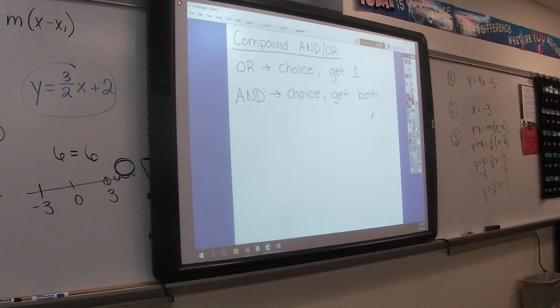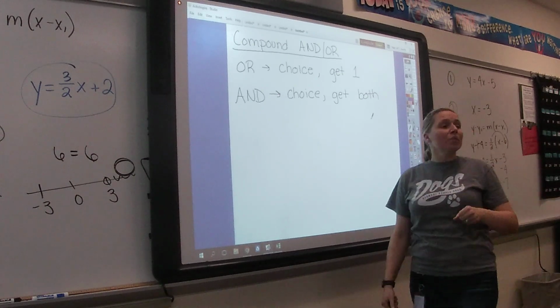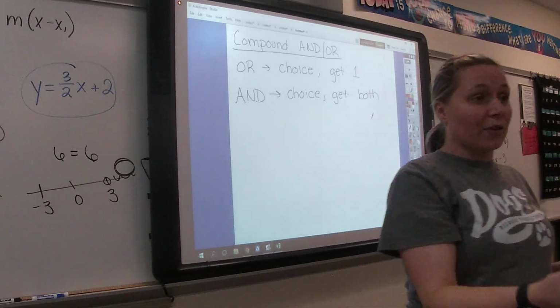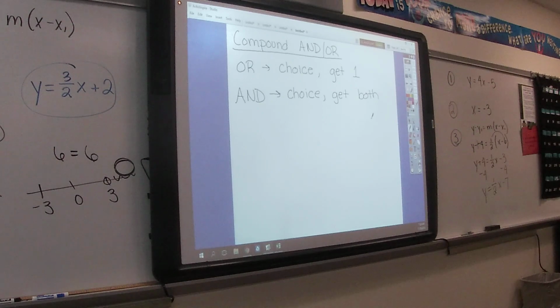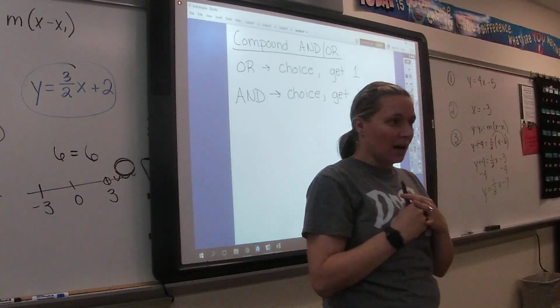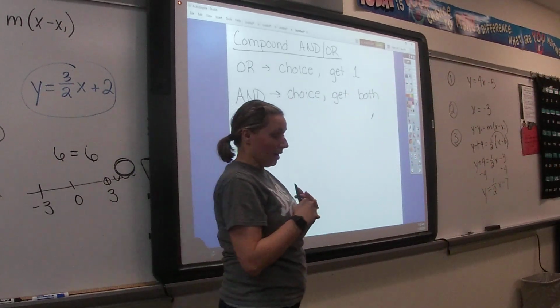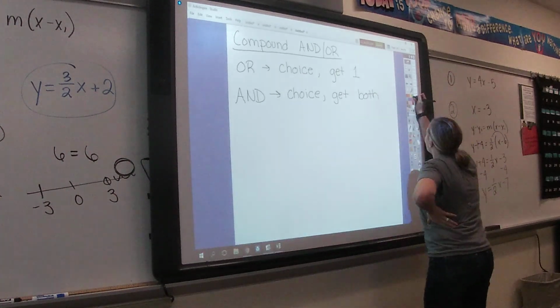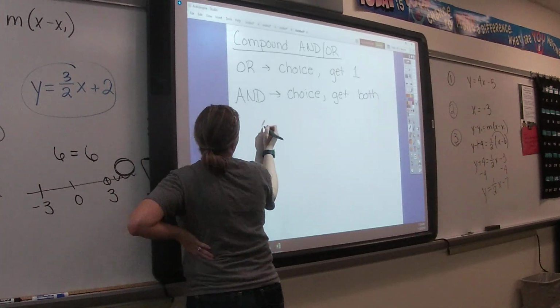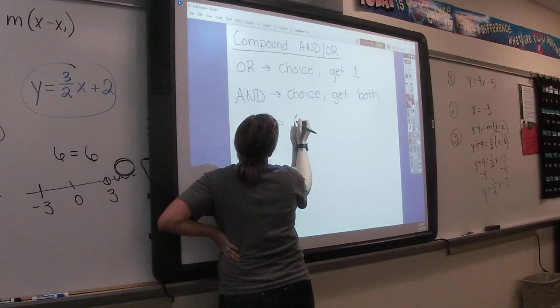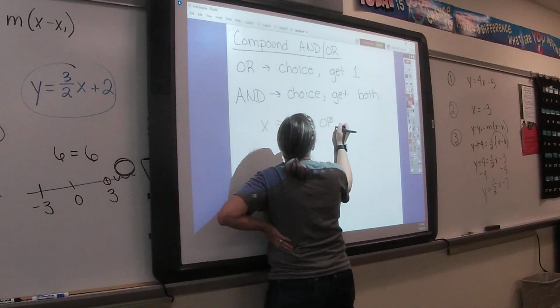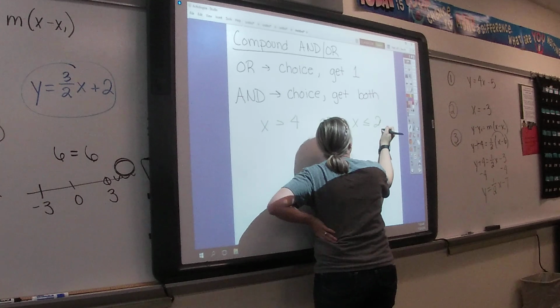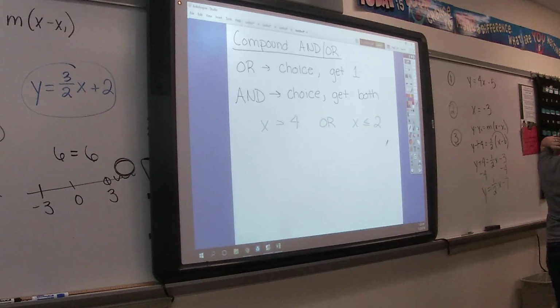So today we're going to be looking at compound inequalities, and it's not going to be Coke or Pepsi, but it'll be one inequality or the other inequality. Okay, it'll be one inequality and the other inequality. Okay? So maybe we have something like x is greater than 4 or x is less than or equal to 2. This whole entire thing together is one compound inequality.